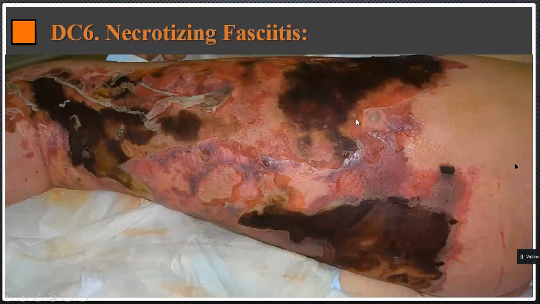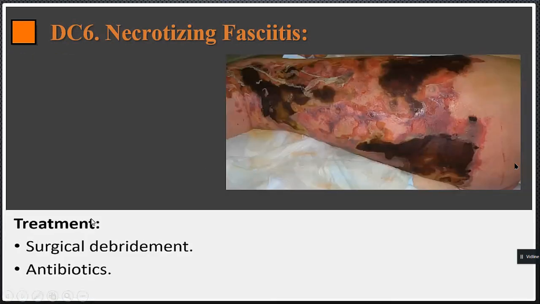What is the diagnosis here, guys? Necrotizing. Okay. Yeah, it can be a question in the exam. They can give you the image and ask you what is the treatment. Surgical debridement. Okay, so treatment here is surgical debridement and antibiotics. For you as emergency physicians, the most important is antibiotics and referral for surgical debridement.